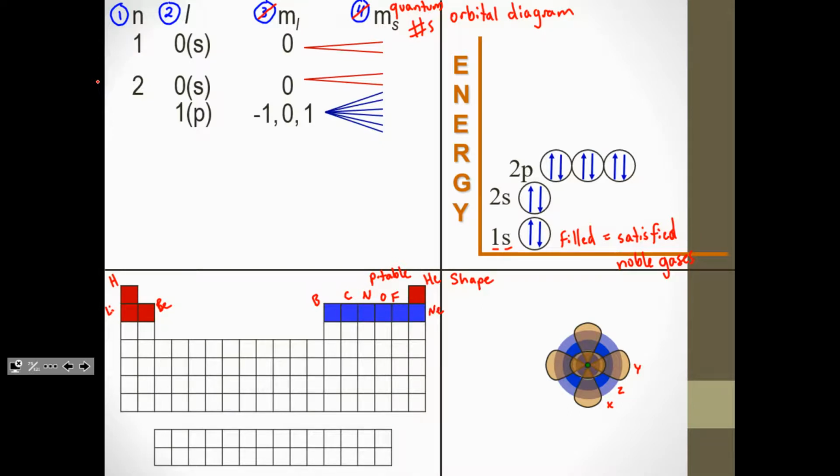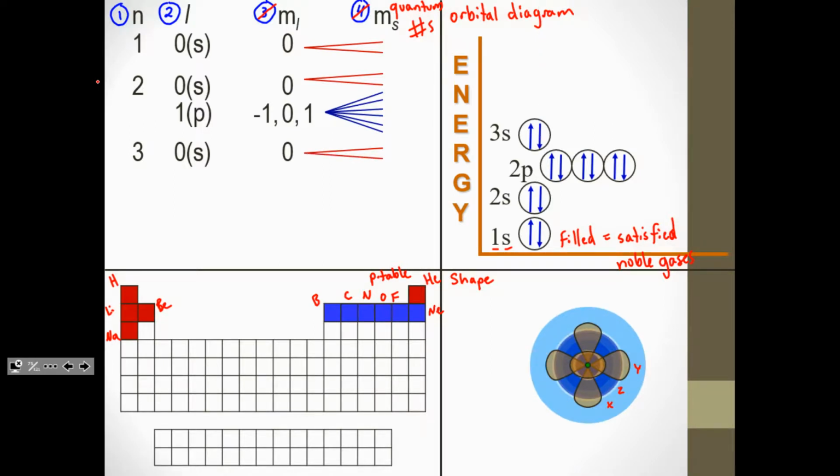Okay. Then we go down to a larger energy level. That would be N equals 3. And we're back in the S block, which is L equals 0. So we have 3s. That would be for sodium. And what you'll see on the shape down here in the bottom right is that the 3s is even larger. I can fill in a second one, which would be magnesium, element 12.